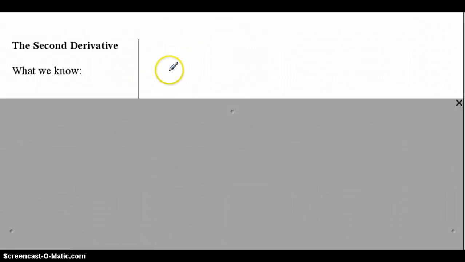Hi, IB SL2. We are getting into our last 2 days before your test, and today we are going to talk about the second derivative, exactly what it sounds like.